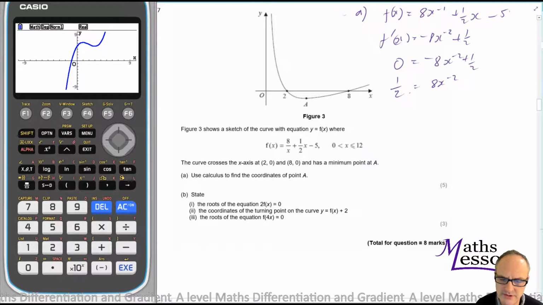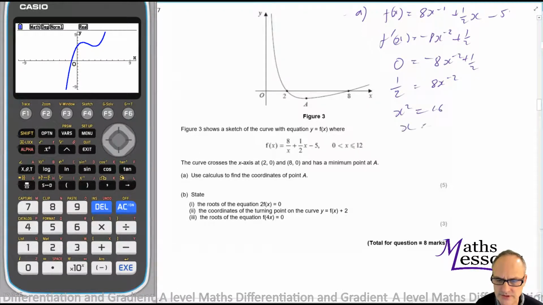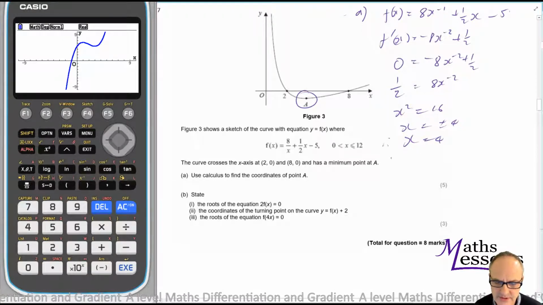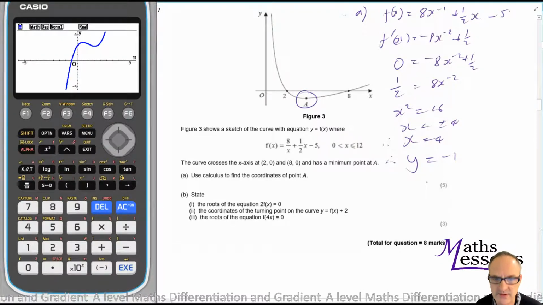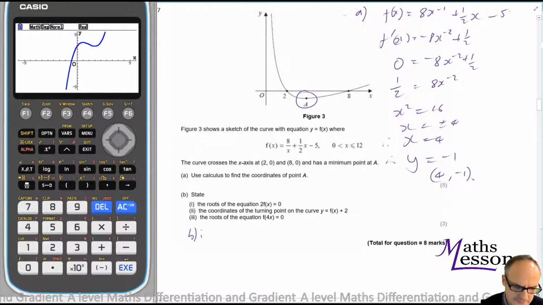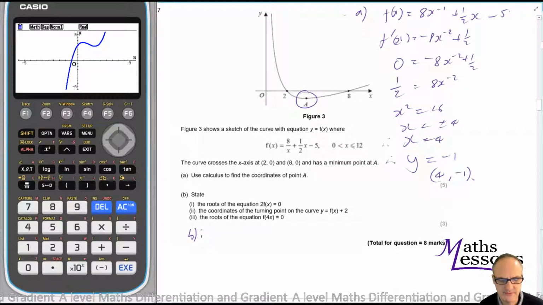Now, if I times by x squared and times by 2, I'll get x squared equals 16, so x equals plus or minus 4. In this case, x will equal 4 because it's quite clearly a positive value. So if we put that into here, we can find that y is equal to minus 1. When we do 8 divided by 4, half of 4, minus 5, we get the coordinates of the point 4, minus 1. Now, state the roots of the equation 2f of x equals 0.